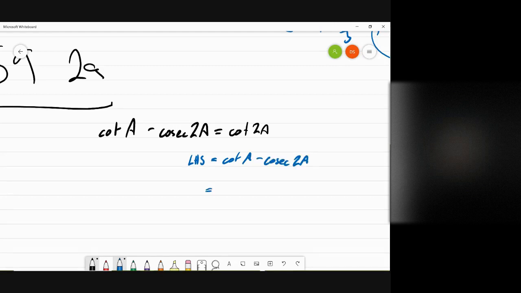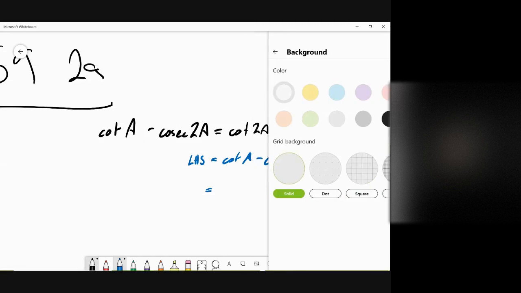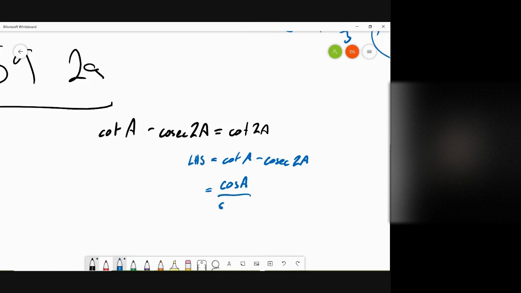What shall I do? Would you change cot to the cosine over sine? Would I change cot to be cosine over sine? Yeah, I could. Shall we do that? Yeah. I thought this would be actually helpful, but I don't think it's helpful because I'm about to not draw on lines. Right. Cosine A over sine A. Yeah. And then what am I going to do with this one? Make it 1 over sine 2A. Yep.